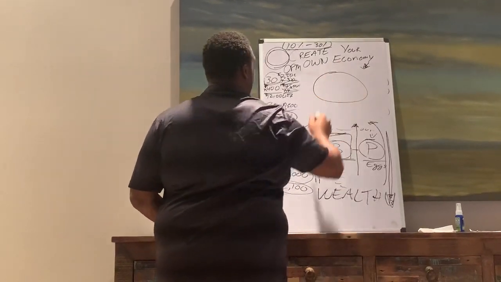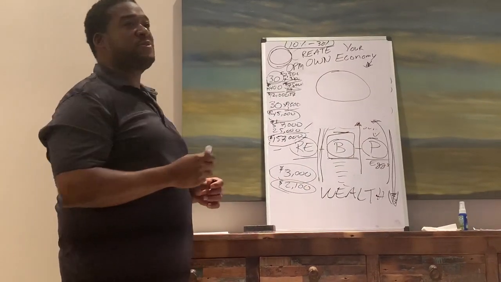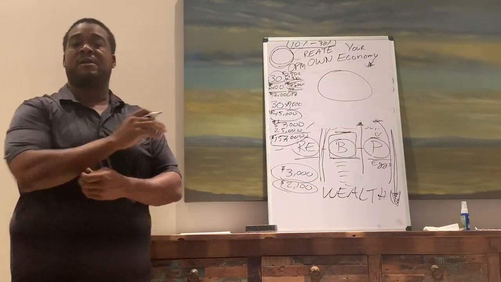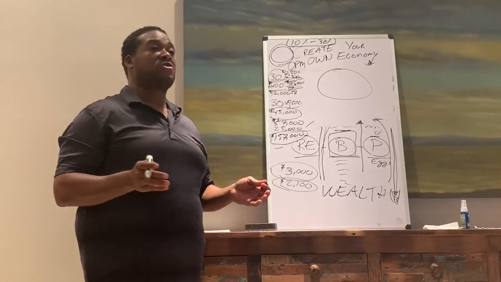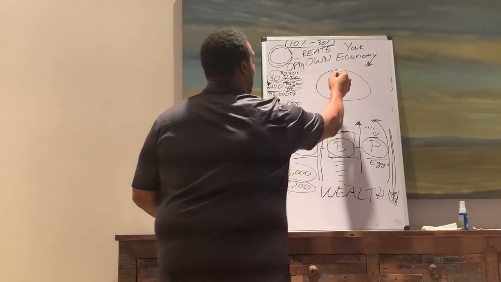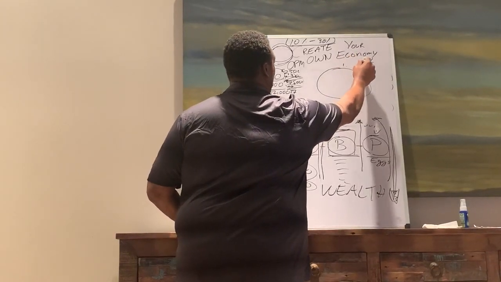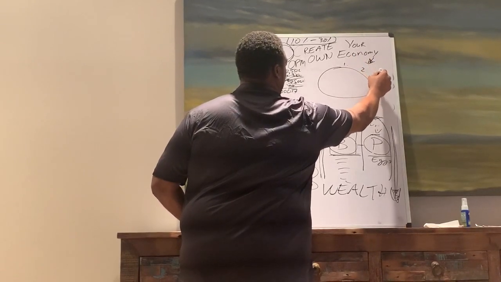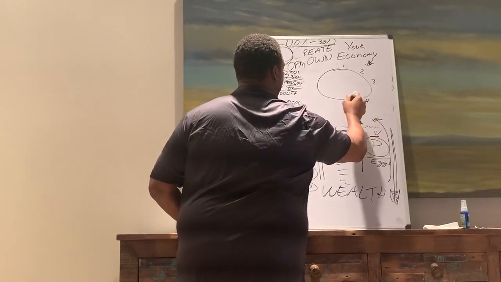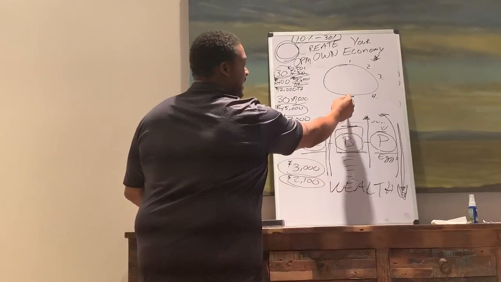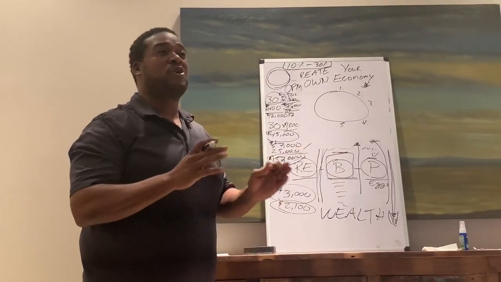So, creating your own economy. There's such a thing as you don't have to participate in the Wall Street that the U.S. economy provides. You can create your own Wall Street. And what that means is when I have these, I'm just going to put 1, 2, 3, 4, 5. And the other thing is, it doesn't have to stop at 5. We have multiple streams of income.